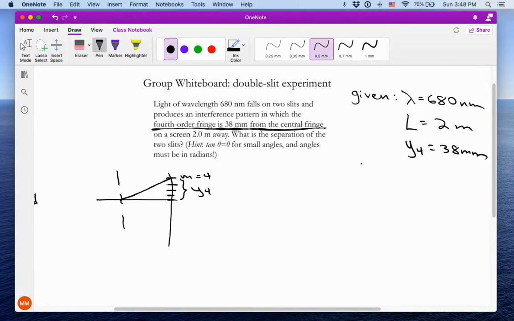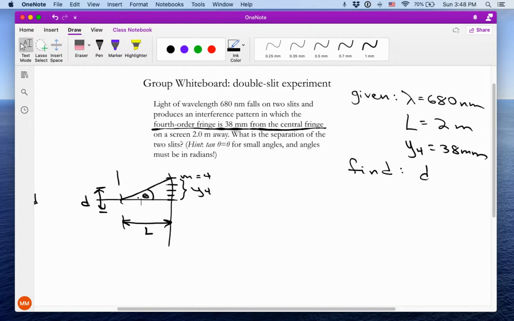And the thing that I have to find is the separation, so that's d. So I need to find this distance. That's my d. This is my L. This is my theta. Right there.